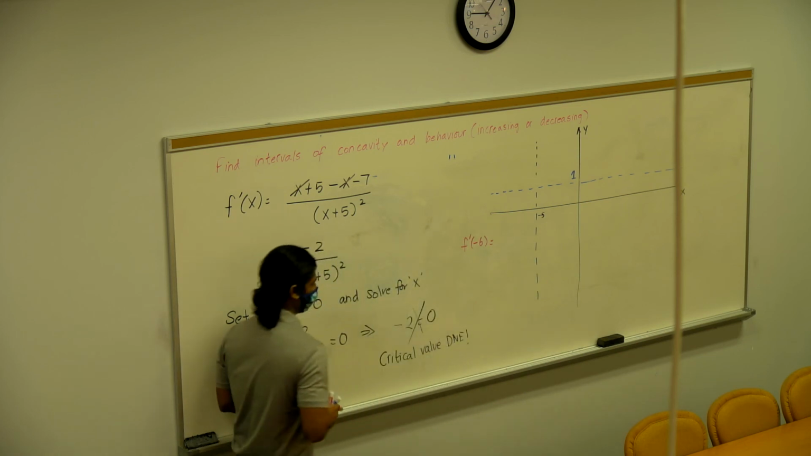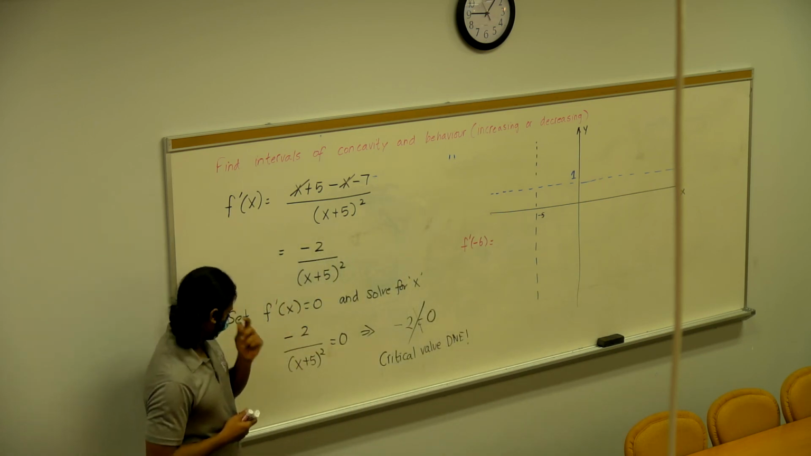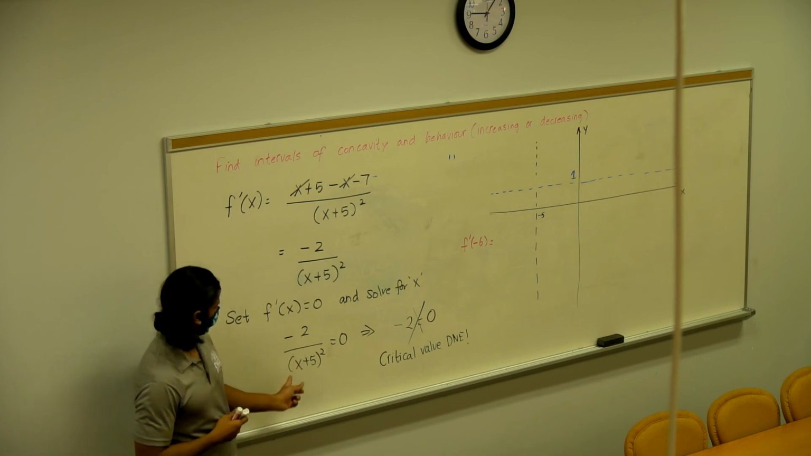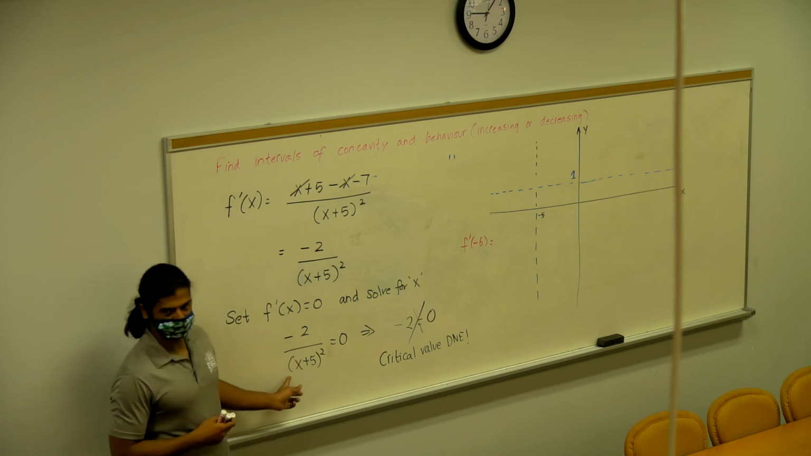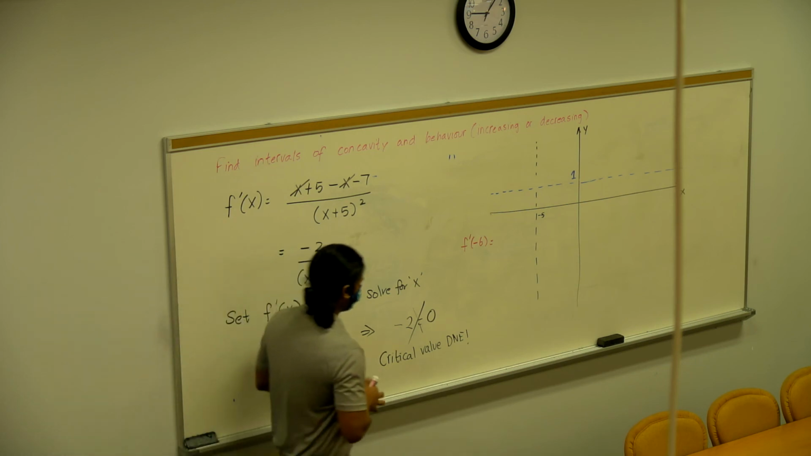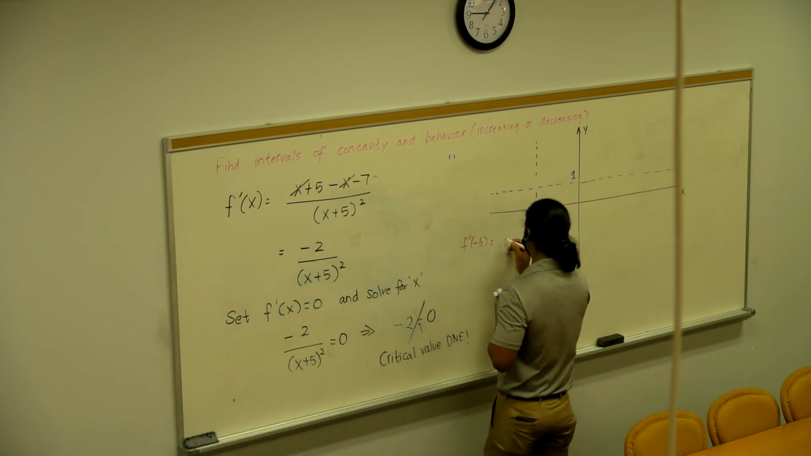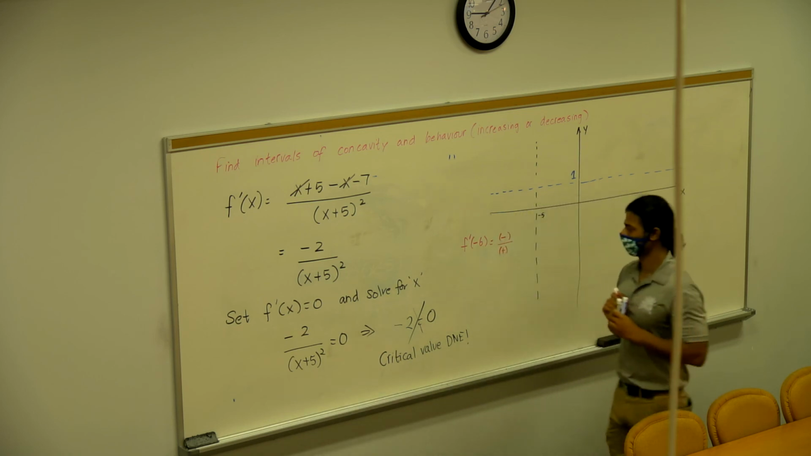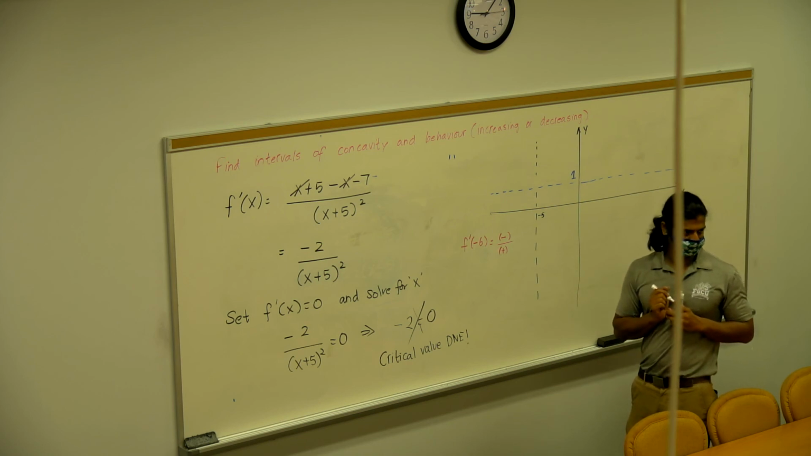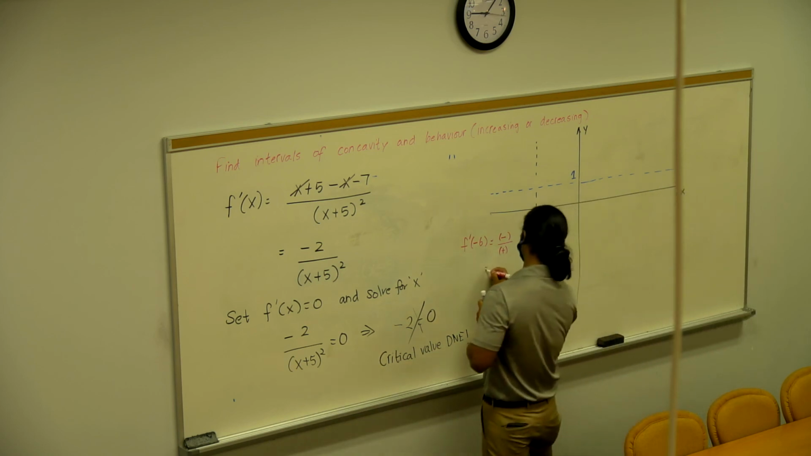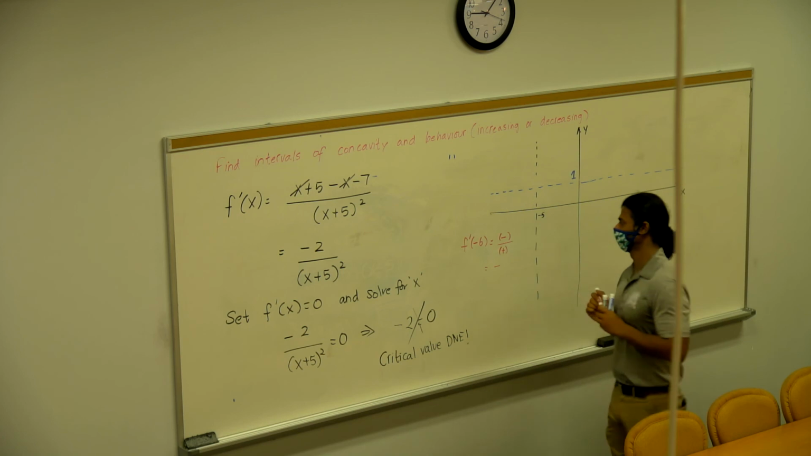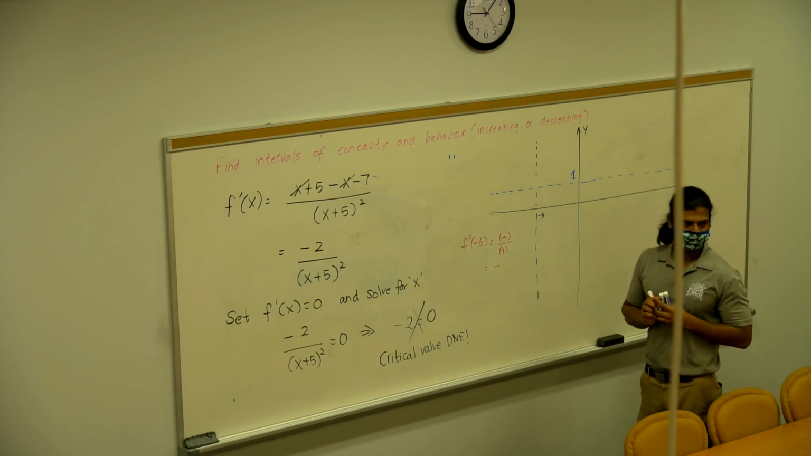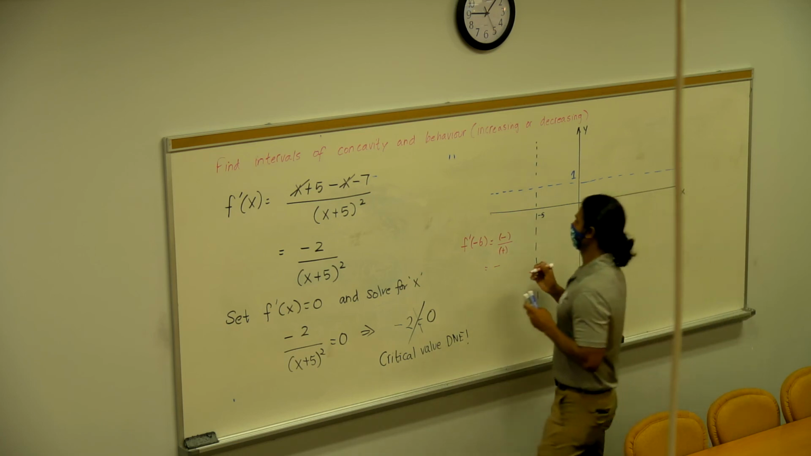You don't have to evaluate this. The numerator is negative, right? The denominator is always positive. So when I plug in negative 6, I'll simply have negative over positive, which is a negative number. Which would mean the function has to be decreasing.